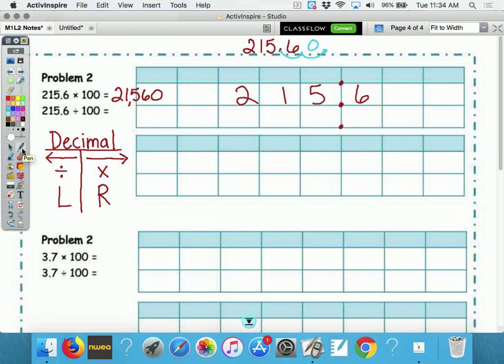Okay, pencils. All right, so the next one. Can we use a zero trick? No, it's not a whole number. Okay, so we're going to rewrite 215.6. And if I divide by 100, what does my decimal trick tell me to do? Move to the left. And how many place values for 100? 2. Okay, I'm going to change the color of my pen. Watch me before you do it. 1, 2. Gotcha. So my answer is 2.156.